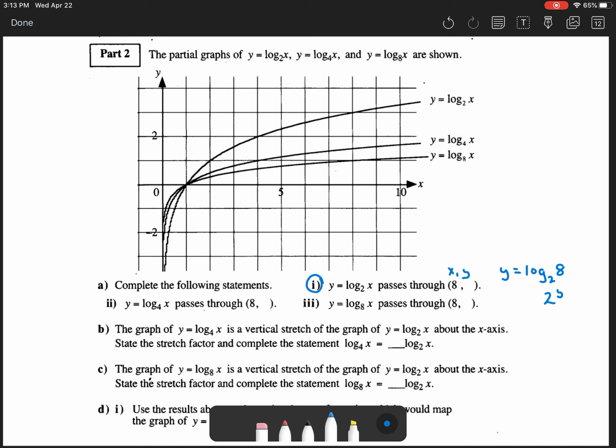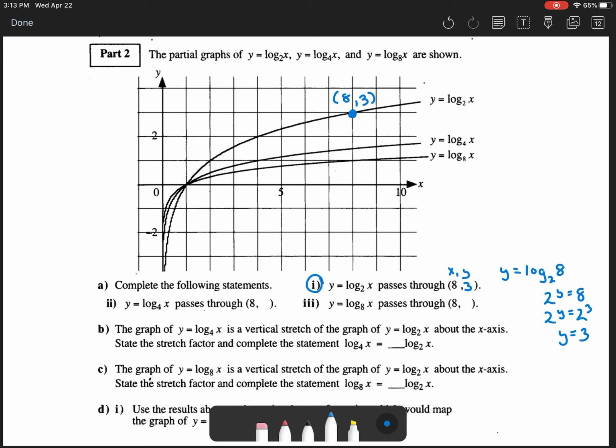So I would go into the equation and say, y is equal to log base 2 of x, and replace x with 8. When I convert to exponential form, it'll look like this: 2 to the exponent of y equals 8. Well, 2 to the exponent of y equals 2 cubed. So guess what? y is equal to 3. So that's what this point is right here.